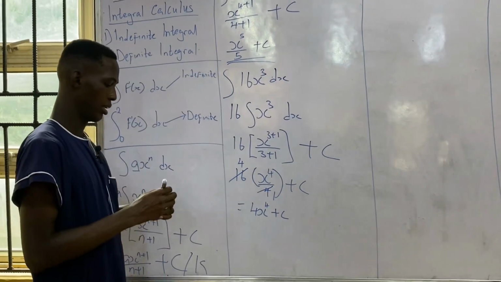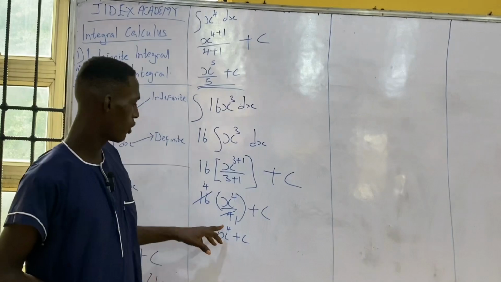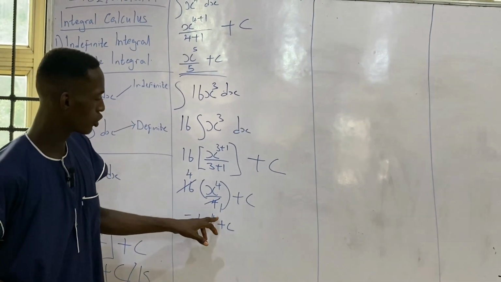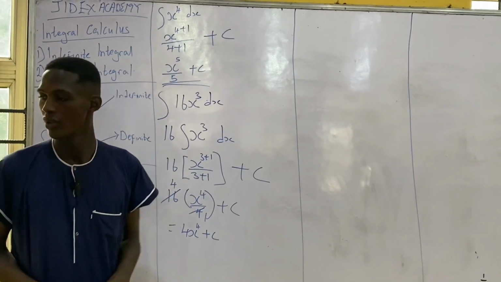Now, let's also confirm whether our answer is correct. If you have to find the derivative of this, you multiply it by the power and you subtract 1 from the power. That will eventually give us 16x to the power of 3.